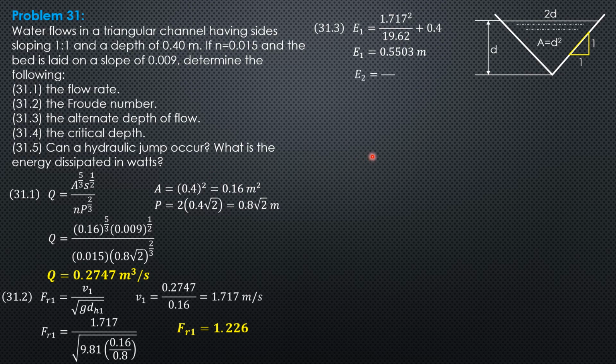So 0.5503, which is velocity head at section 2 plus depth 2. So 0.5503 equals 0.2747 over depth 2 square. Remember, area in general is depth square. So at section 2, the area is depth 2 square. So Q over area 2 is V2, and quantity square over 19.62 plus D2. So using your calculator there, depth 2 is 0.4743 meter.